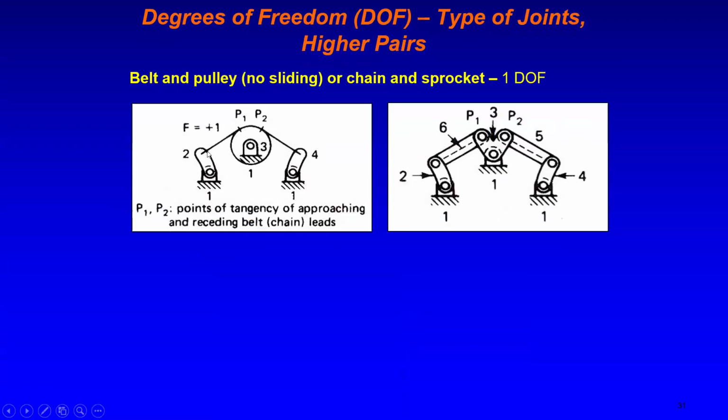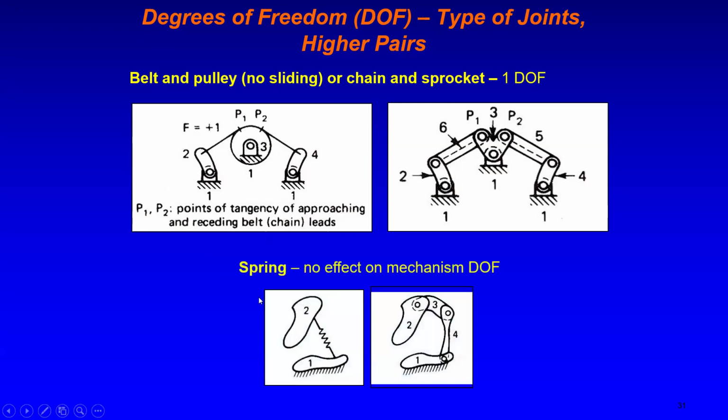So we look at a belt and pulley. Here we have P1 and P2 on the pulleys, connected by a belt, with points of tangency of the approaching and receding belt, or what you call the chain. So now we see that for the belt and pulley, there's only 1 degree of freedom. Right. Next is the spring. For a spring, there's no effect on the mechanism degree of freedom.